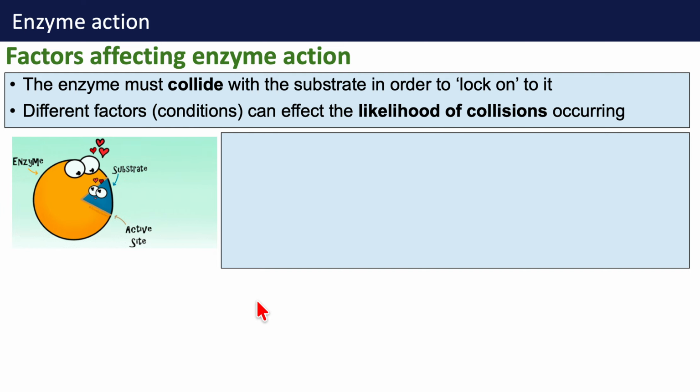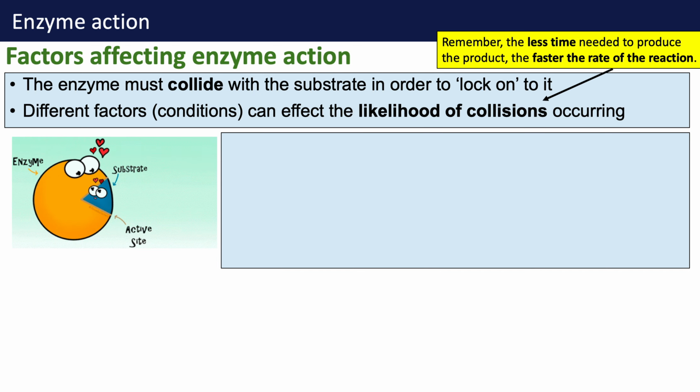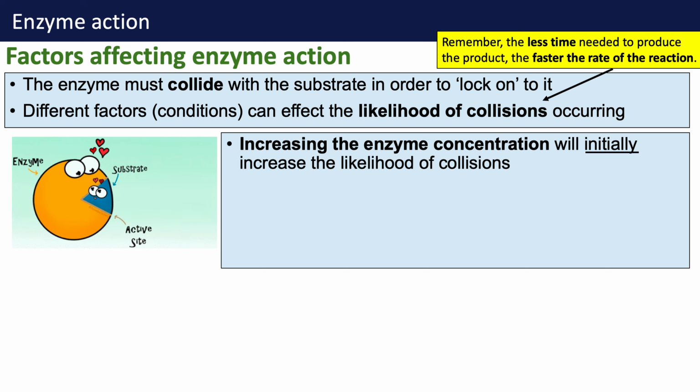Now, there are different factors or conditions that can affect the likelihood in which the two collide together. Remember, when looking at the factors that affect enzyme action, the less time taken or needed to produce the product, the faster the reaction has occurred, okay? A lot of students mistakenly take a lower time, because it's a smaller number, as a slower rate of reaction. Think about running a race, okay? The less time you complete the 100-meter sprint in, the faster you have run, okay? So if we're looking at time, the lower, the faster.